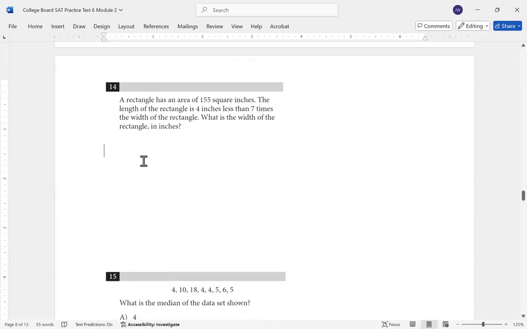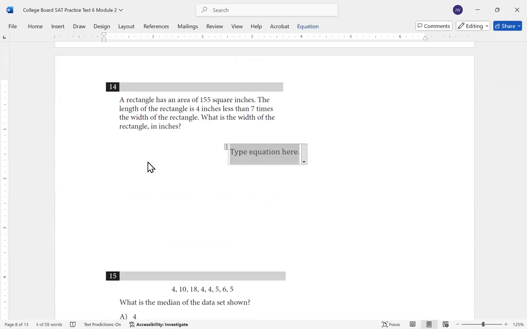Question 14. A rectangle has an area of 155 square inches. The length of the rectangle is 4 inches less than 7 times the width of the rectangle. What is the width of the rectangle in inches?